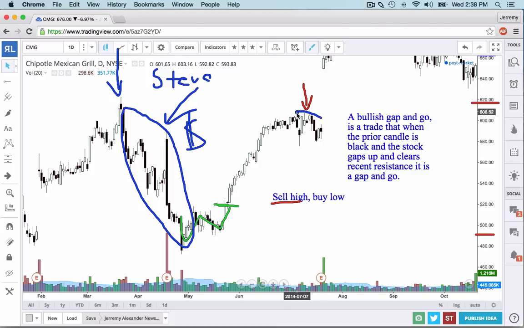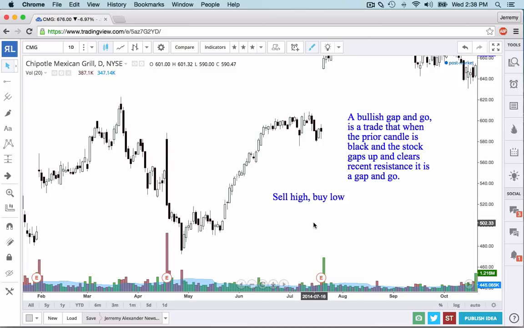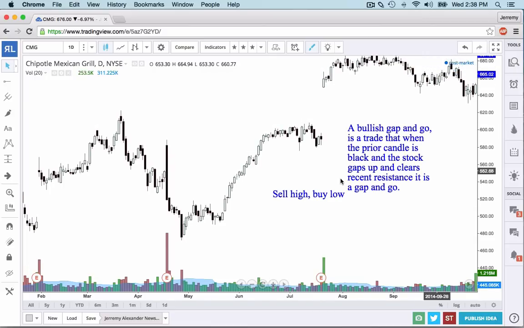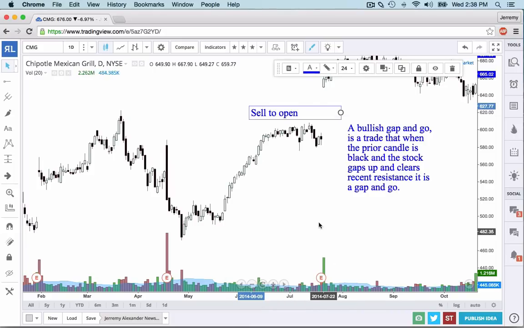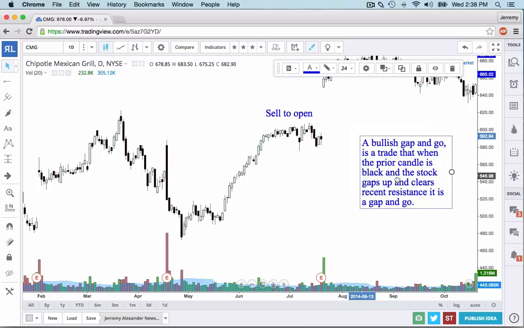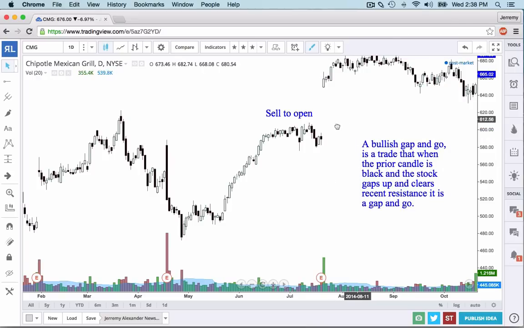So Steve begins to get into some bearish positions right here. He begins to sell to open, or sell high, buy low. So that's how a bearish trader gets into a position, is that they sell to open. And that, the majority of the time, ladies and gentlemen, is what creates black candles, is traders who are selling to open.